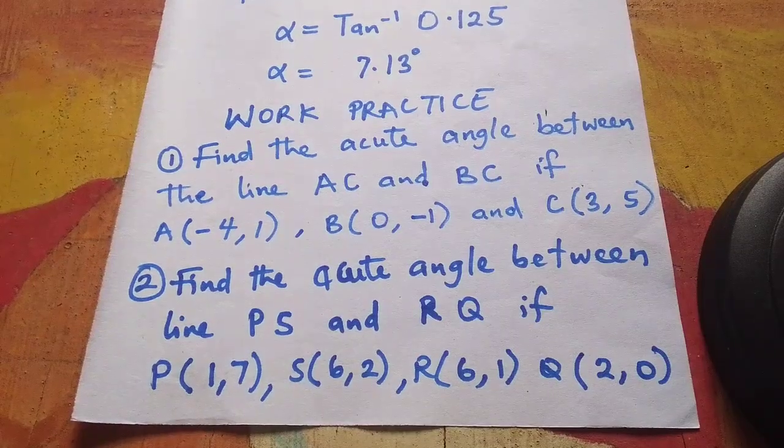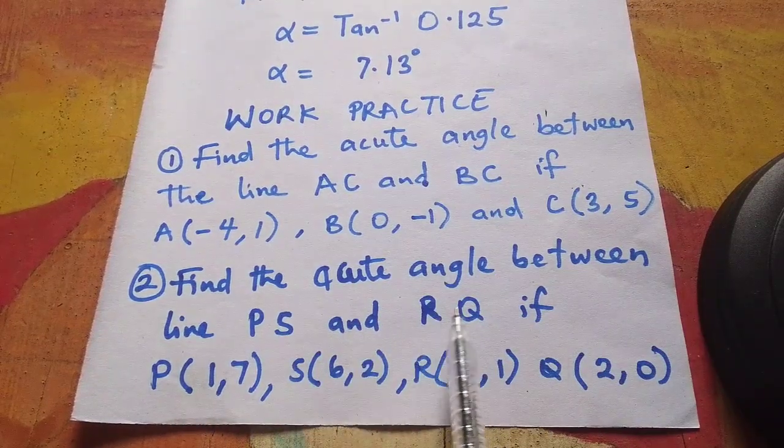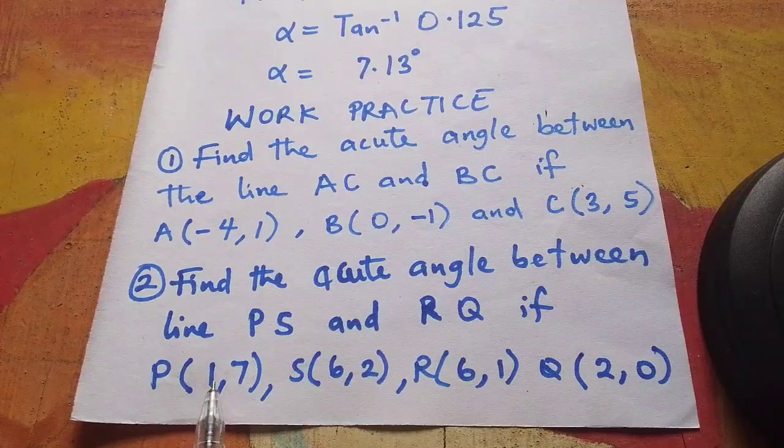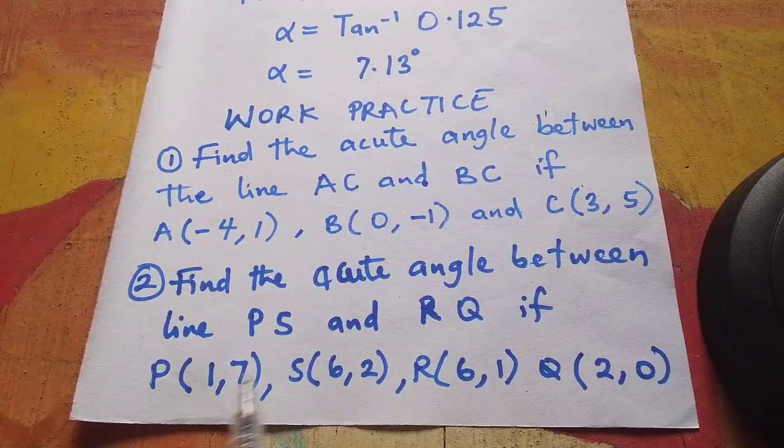Number 2: find the acute angle between lines PS and RQ if P is 7, 17, S is 6, 2, R is 6, 1, Q is 7, 0. So PS, P and S, and R and Q. You look for their gradients, then use the formula tan alpha equals m2 minus m1 over 1 plus m2 times m1.